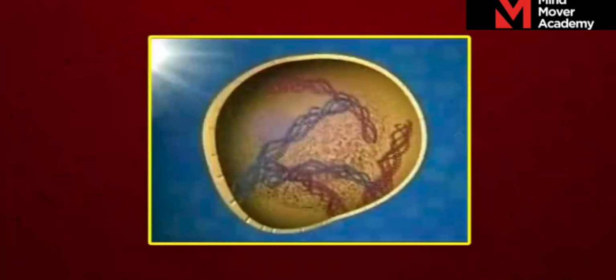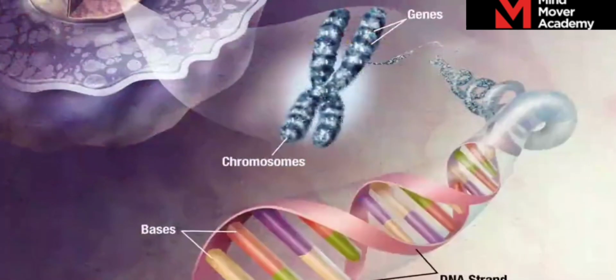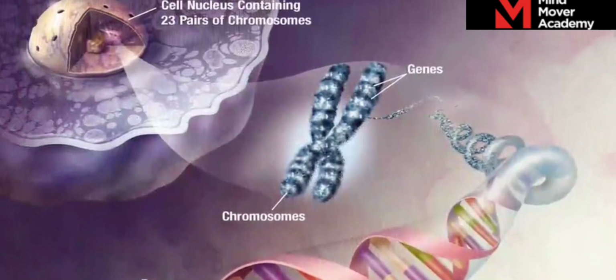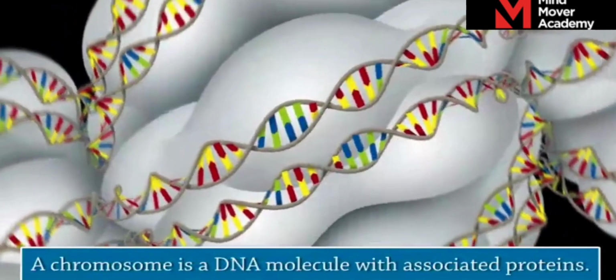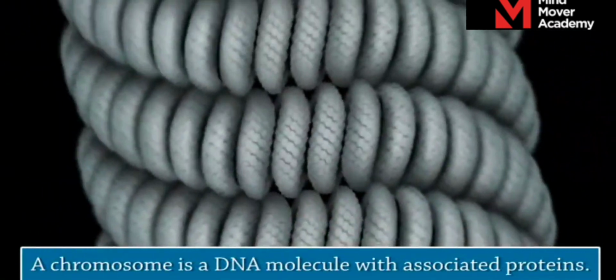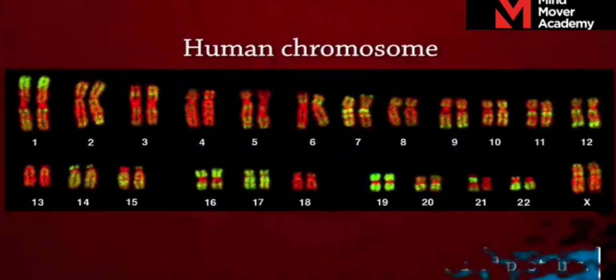You have already studied the behavior of chromosomes during cell division. You have also studied that chromosomes are hereditary vehicles on which genes are located. A chromosome is a DNA molecule with associated proteins. Now we will study the structure and functions of human chromosomes.